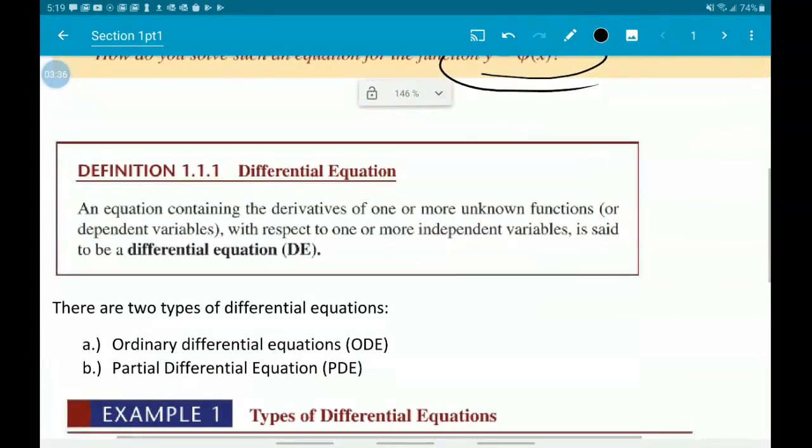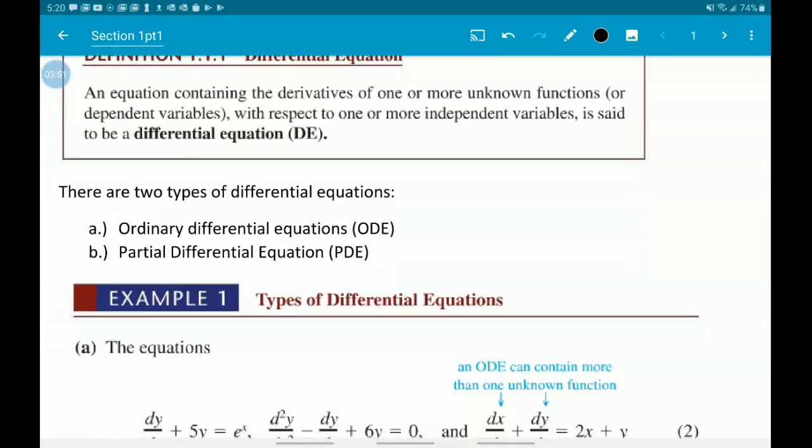So let's look at the definition. An equation containing the derivatives of one or more unknown functions or dependent variables with respect to one or more independent variables is said to be a differential equation. Now, there are two types of differential equation. There are ordinary differential equations and partial differential equations. Ordinary is what we're going to focus on here. We're taking the derivative of y with respect to x, so we have one independent variable.